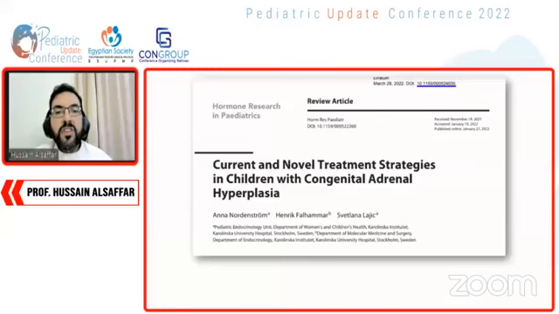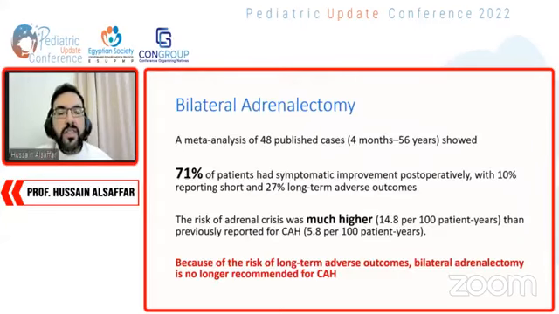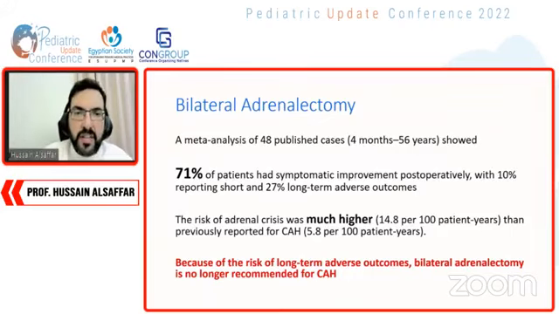And the current and novel treatment strategies in children with congenital adrenal hyperplasia: it was a very nice article published in Hormone Research in Pediatrics recently, just this year, by Anna Nordenström. It summarizes all the available options for treating patients in addition to the steroids, hydrocortisone, and glucocorticoids: bilateral adrenalectomy to remove the adrenals. A meta-analysis of 48 published cases for different age groups, ranging between 4 months to 56 years, had shown that 71% of the patients would have improvement of their symptoms. That's fine, good, that's promising.